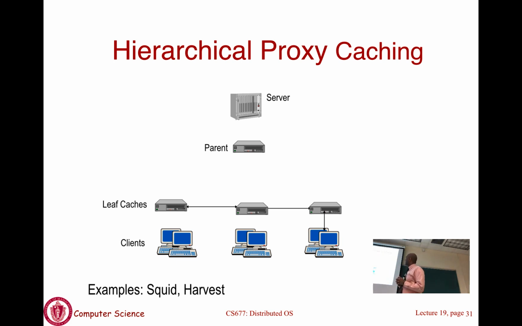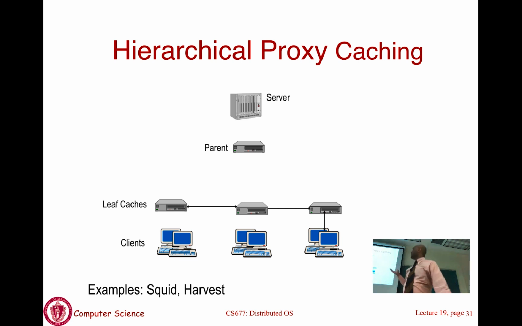Here you have a server at the top, a set of clients at the bottom. We have 4 caches. They're actually arranged in a hierarchy in this case. So there are 3 leaf caches, 1 parent cache. They're just caching web pages like before. In this case also you'll get requests for web pages. If it's a miss, you have to somehow fetch that object.